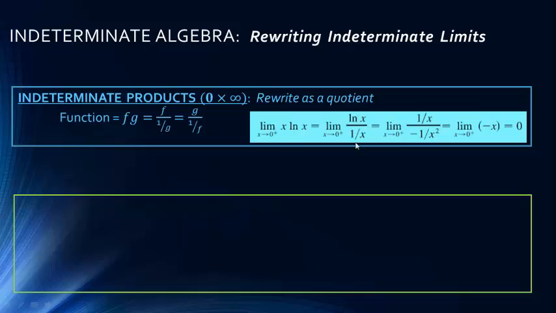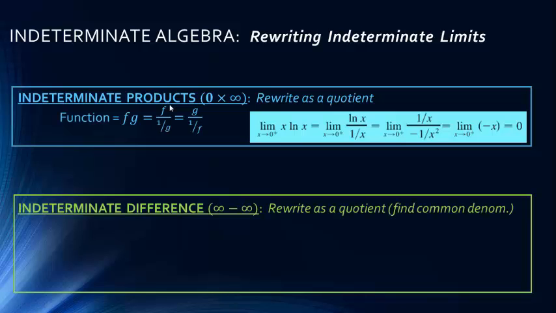So we have infinity over infinity, checking the indeterminate form, so we can apply the derivative. The derivative of the natural log of x is 1 over x. The derivative of 1 over x is negative 1 over x squared. When we simplify this, we get simply the limit as x goes to 0 of negative x, which of course equals 0. So when you have an indeterminate product, one factor goes to 0, one goes to infinity, you rewrite it as a quotient, and then you solve it applying L'Hospital's Rule as we've been doing.